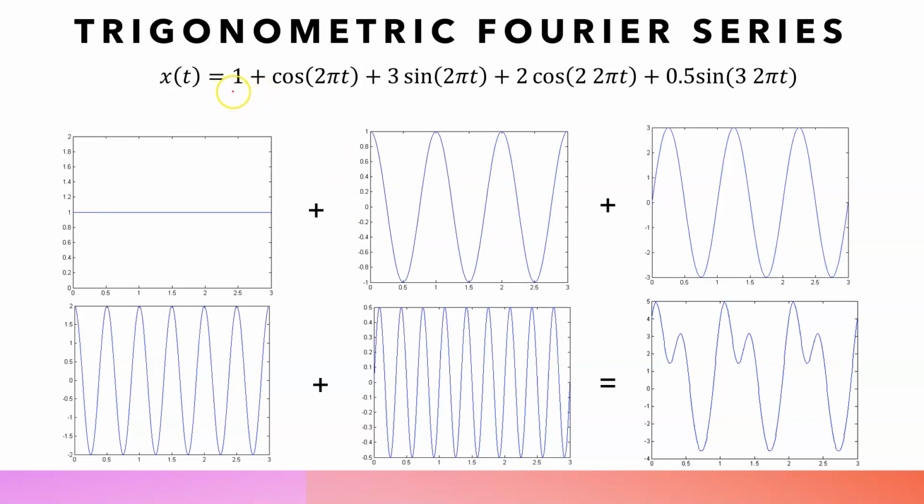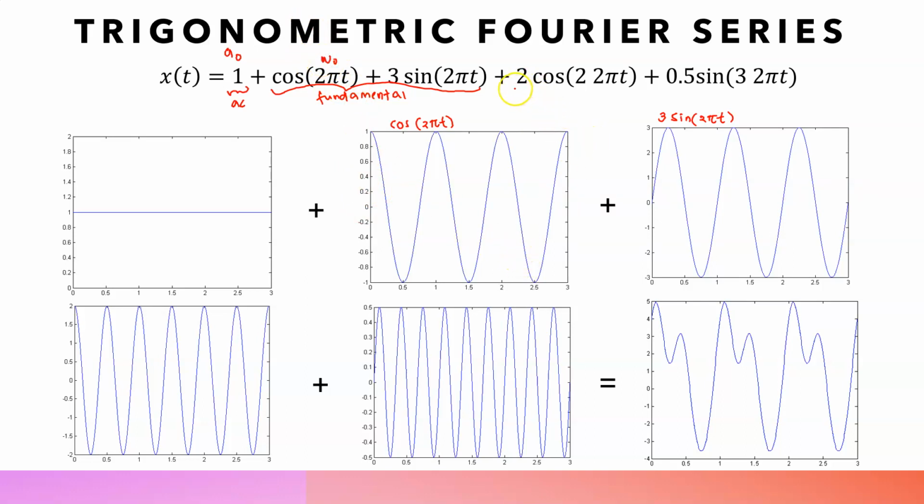So you have here the AC part, which is A0, equals 1. So here you have a constant of 1. And then here you have cosine 2 pi t, which is this, and you have 3 sine 2 pi t. So these are the two fundamental frequencies, because they are the signals with the smallest frequency, which is 2 pi. So this is omega_0, 2 pi.